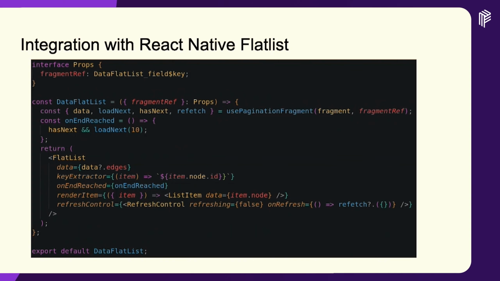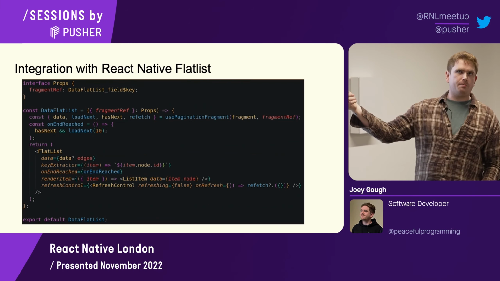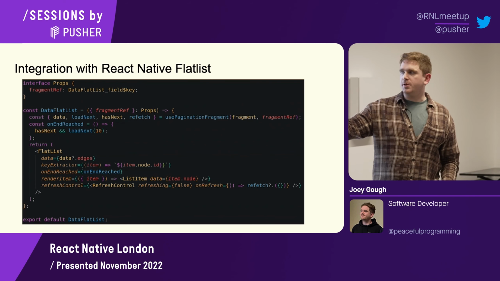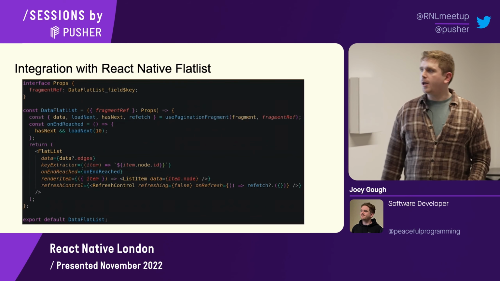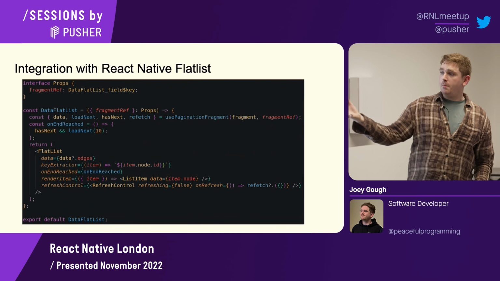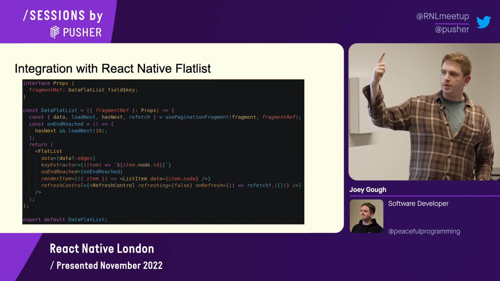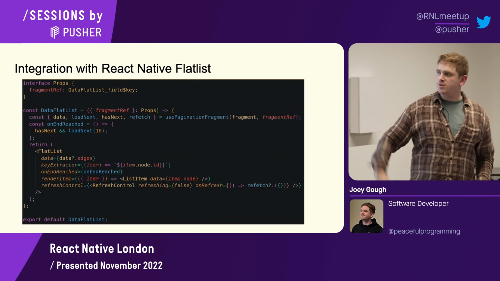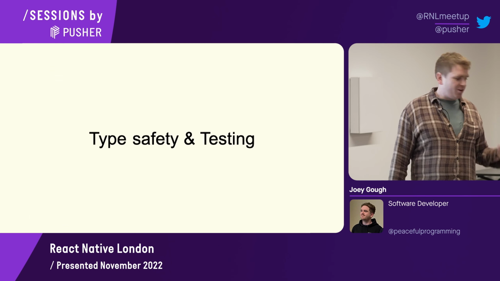And then the refresh control is when you're at the top of the list and you want to drag down to refresh. It's just a refetch, and these functions are all just destructured off the use pagination fragment. There are a lot more functions that can be destructured off this hook as well that I haven't listed here. But I just wanted to show how nice it can be to make an infinite scroll list with drag down to refresh. It's kind of neat.